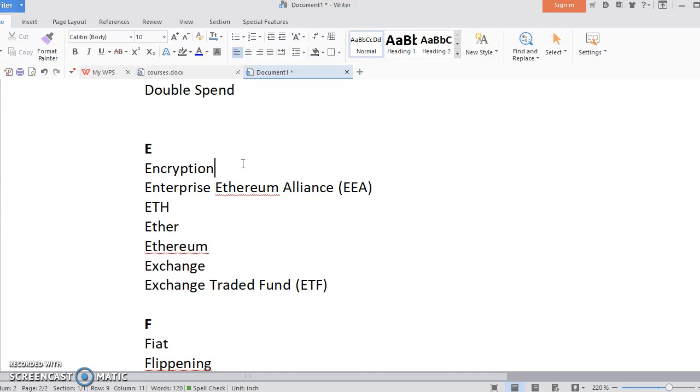Let's say, for example, the reason why you put a password on your phone is not because you are doing something bad or trying to hide something. No, you just want to prevent unauthorized access to your phone.